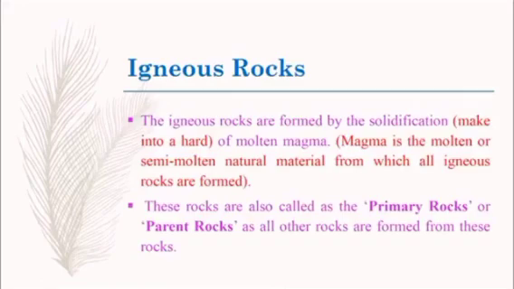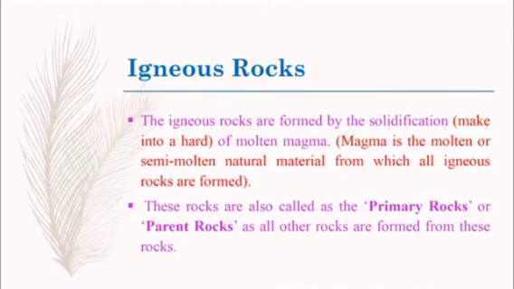Igneous rocks. The igneous rocks are formed by the solidification of molten magma. Here, solidification means make into a hard. Magma is the molten or semi-molten natural material from which all igneous rocks are formed. These rocks are also called the primary rocks or parent rocks.